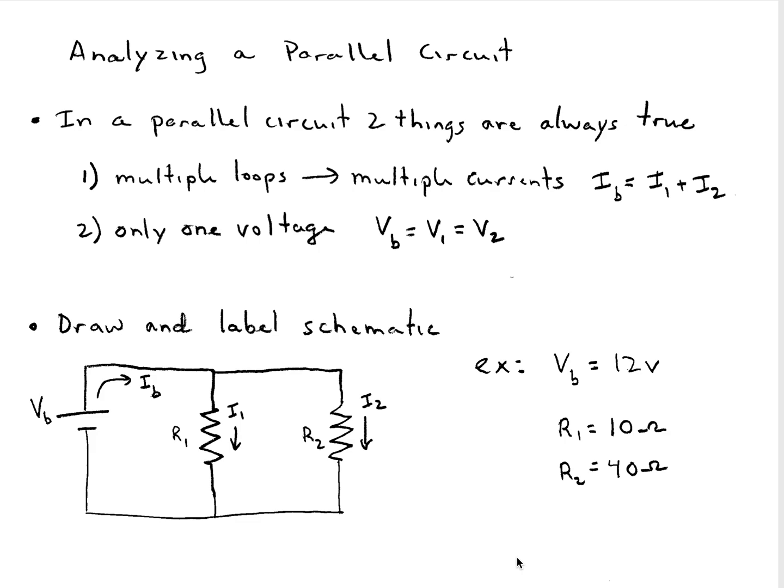circuit. Before we begin, there are two things that are always true for parallel circuits. First, there are multiple loops in a parallel circuit. Multiple loops implies multiple currents. And what this means is that the current in each of the resistors added together is equal to the current from the battery.